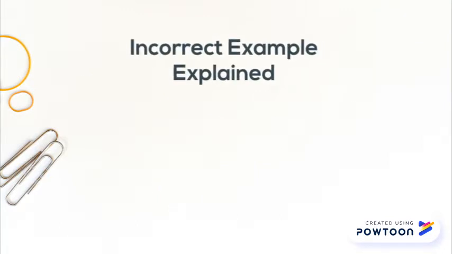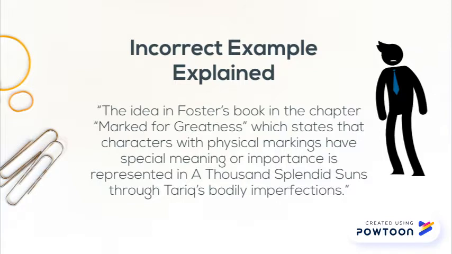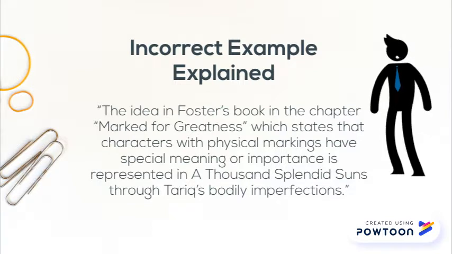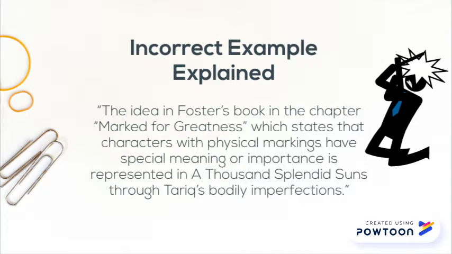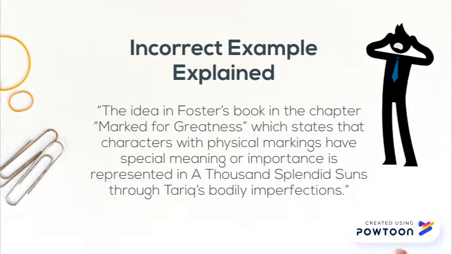The idea in Foster's book, in the chapter Marked for Greatness, which states that characters with physical markings have special meaning or importance, is represented in 1,000 Splendid Suns through Tariq's bodily imperfections. This example is incorrect because there's no third part of the thesis explaining the importance of the argument.